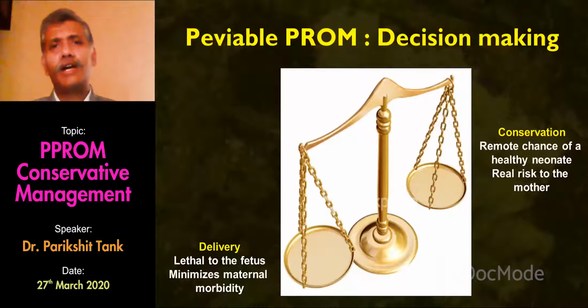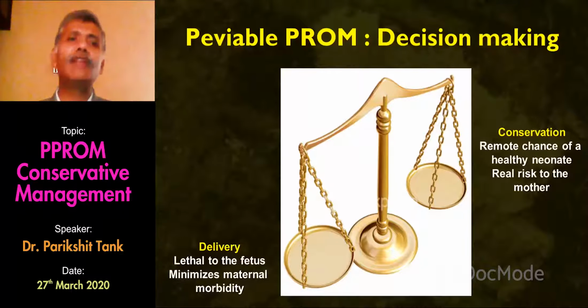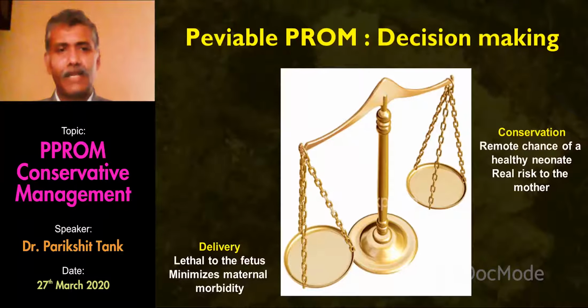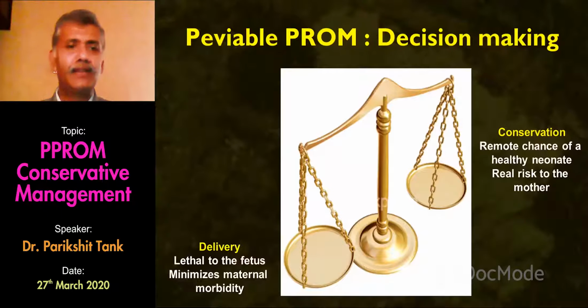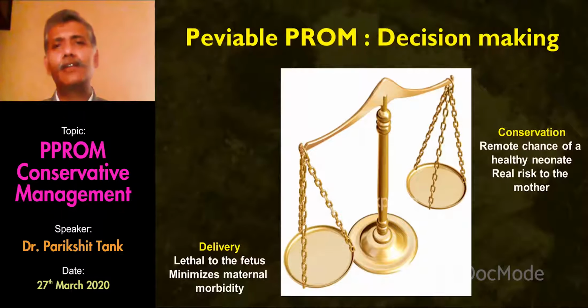Now we go to a subtopic really, which is a little away from the core of what I have been speaking. I have been speaking about preterm pre-labor rupture of membranes, but I thought it's equally important to cover pre-viable PROM as well. Please excuse me for the spelling mistake in pre-viable. Now, in this kind of a situation, delivery versus conservation. Delivery is of course going to be absolutely lethal to the fetus, because there's no way that a fetus at 21 or 22 weeks is going to survive.